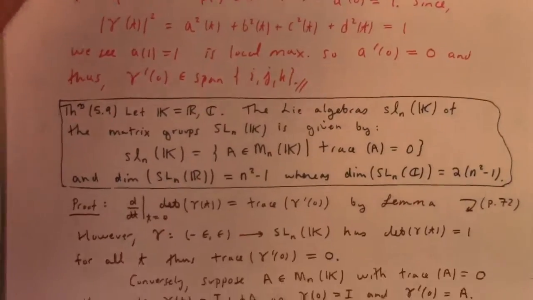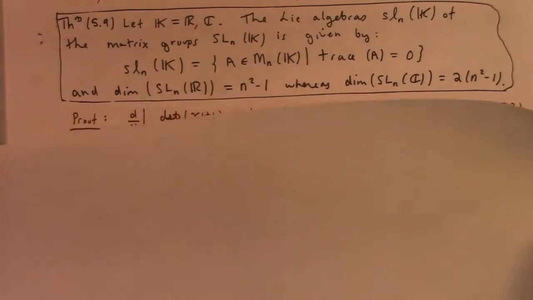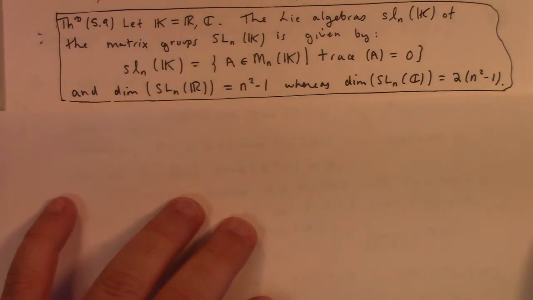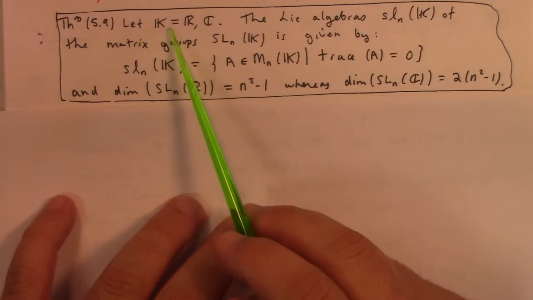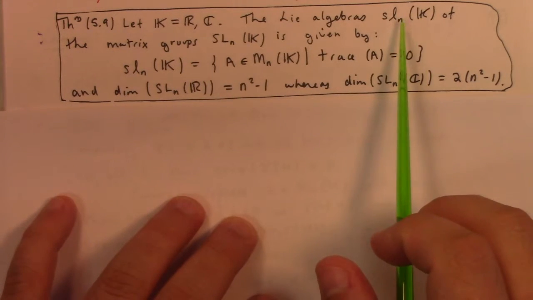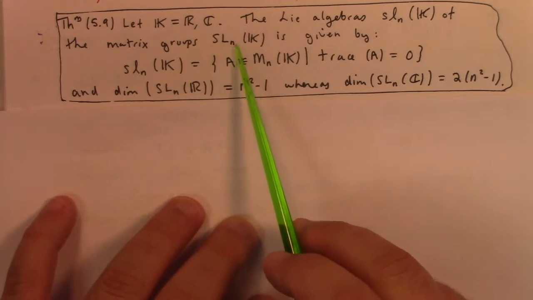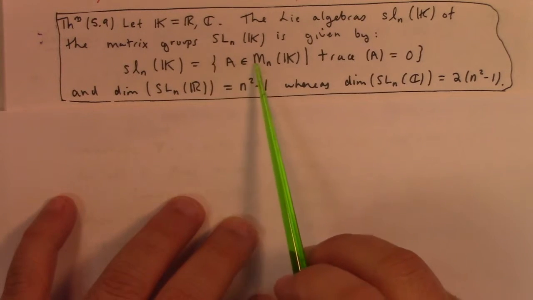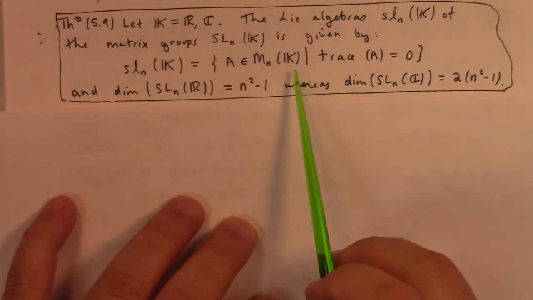Our next theorem from TAP, so I'm just giving you the best of it here. He has additional commentary, and like I said, read his book, you'll get more. So theorem 5.9: if k is the reals or the complexes, the Lie algebra little SLNK of the matrix group, the special linear group SLNK, is the set of traceless matrices in the n by n matrices over k.